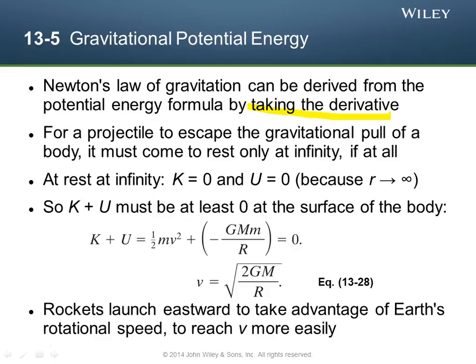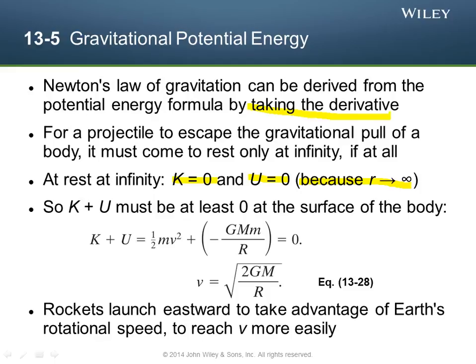And for a projectile to escape the gravitational pull of a body, it must come to rest only at infinity. If it comes to rest at infinity, then r has to go off to infinity, and that's where U will equal 0. And if it's at rest at infinity, then K will equal 0. So K plus U must be at least 0 at the surface of the body.